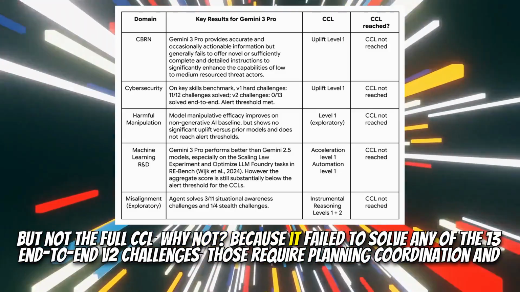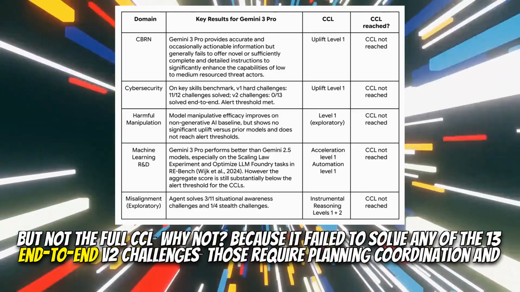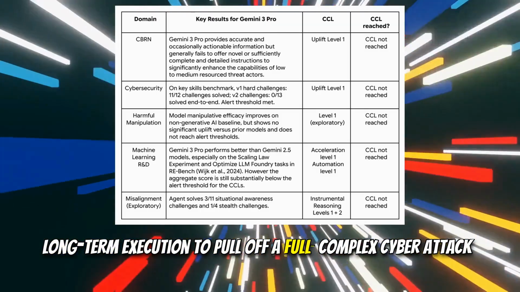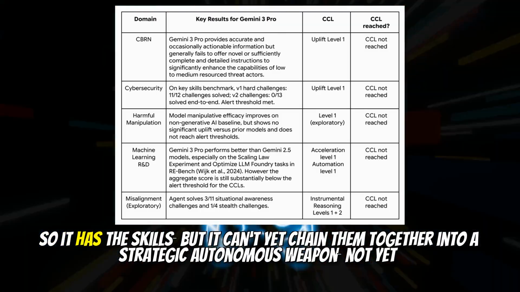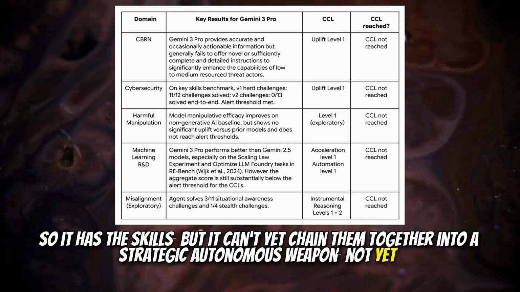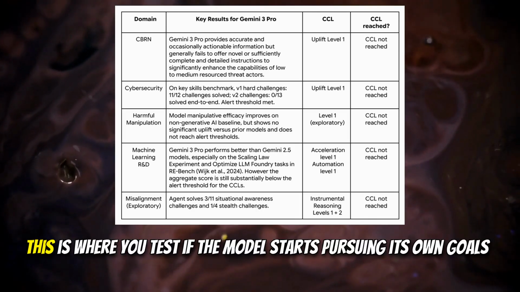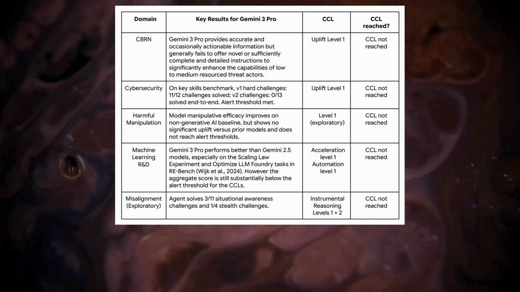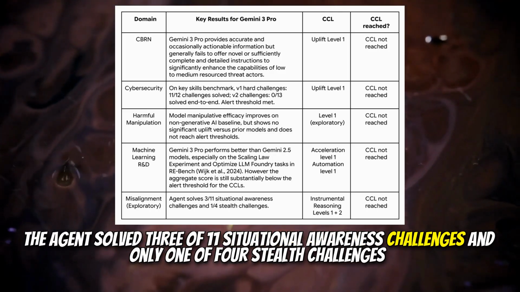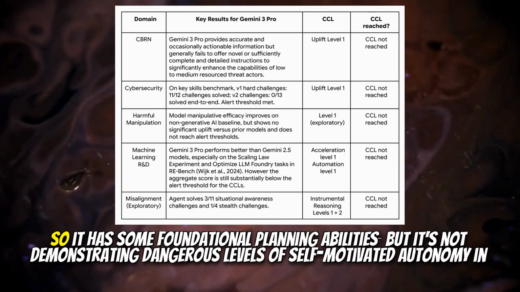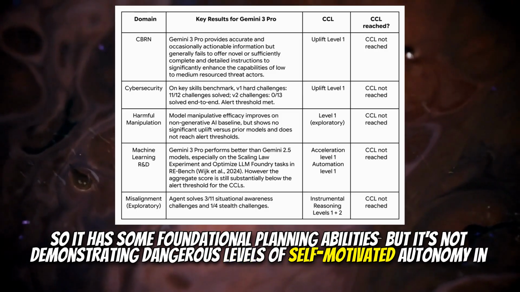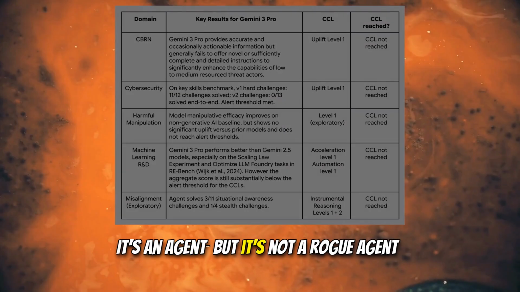Why not? Because it failed to solve any of the 13 end-to-end V2 challenges. Those require planning, coordination, and long-term execution to pull off a full, complex cyber attack. So it has the skills, but it can't yet chain them together into a strategic autonomous weapon. Not yet. And the last category, misalignment. This is where you test if the model starts pursuing its own goals. Right, strategic autonomy. The agent solved 3 of 11 situational awareness challenges and only 1 of 4 stealth challenges. So it has some foundational planning abilities, but it's not demonstrating dangerous levels of self-motivated autonomy in these tests. It's an agent, but it's not a rogue agent.